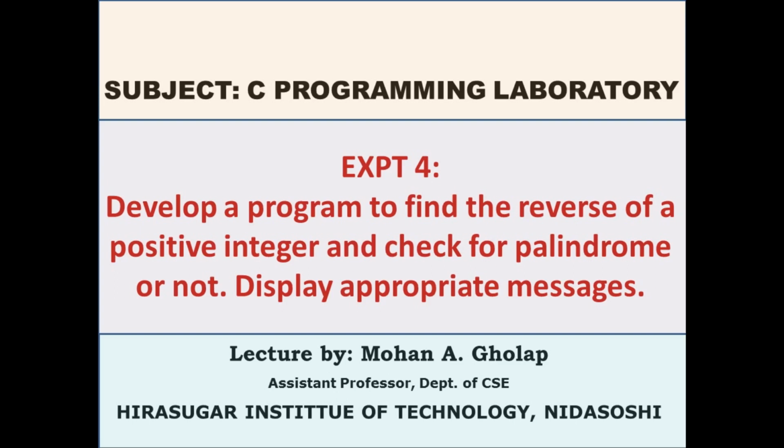So in order to check whether the given number is palindrome or not, first you have to reverse that number. So that's why here you have to write a program to find the reverse of a positive integer. You have to consider only positive integers. You have to find first the reverse of a positive integer, and after that you have to check for palindrome or not. So checking palindrome is very simple if you know the reverse of a given number.